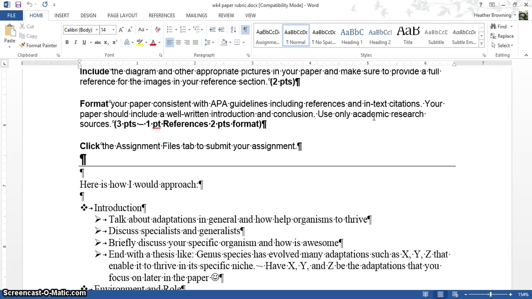Source-wise, it depends on what you pick. You might end up spending a lot of time with the National Park Service. You might end up spending a lot of time with like Animal Diversity Web. It just really depends on what you want.